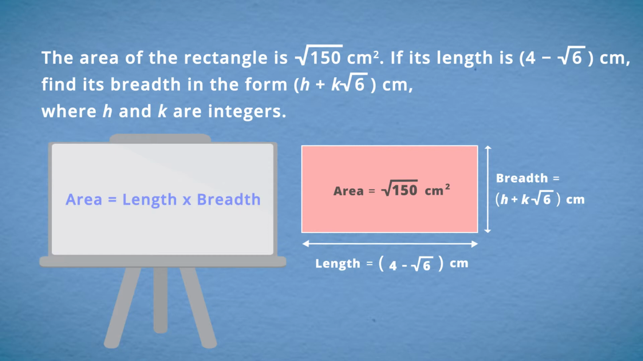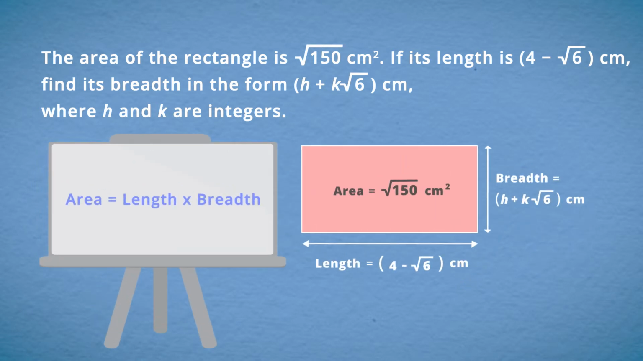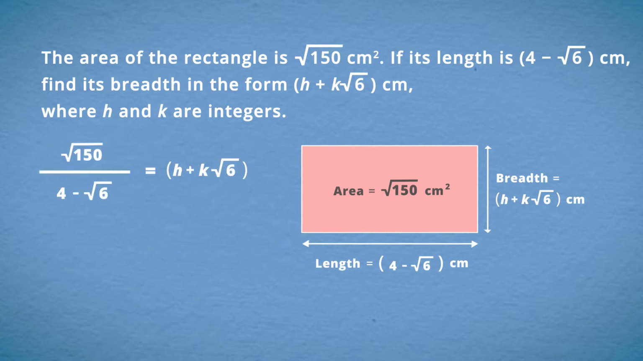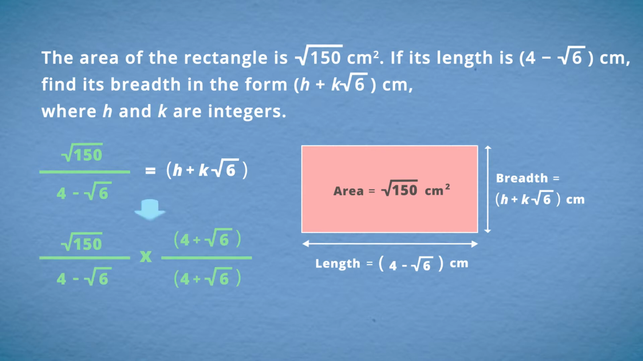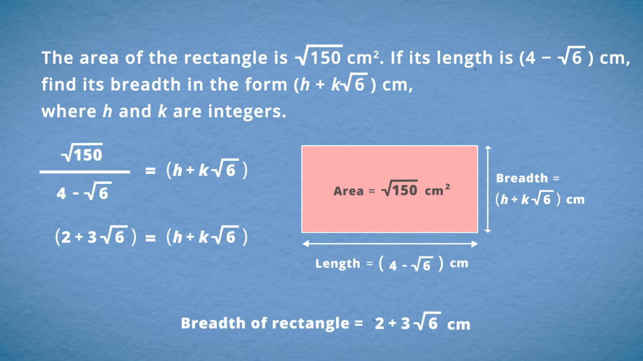This will bring us to the next step, which is to carry out the plan. Now, breadth is actually equal to the area divided by its length. Filling in the information will give us this. Now, do you know what to do? That's right. We can simplify this expression from this to this. Using the equality property, we can equate the rational terms to get the value of h, and compare the coefficients of terms with the same surd to get the value of k. So, the breadth is 2 plus 3 times square root of 6 centimeters.